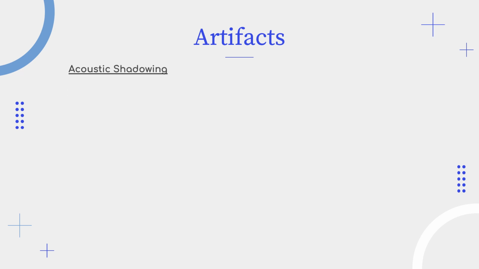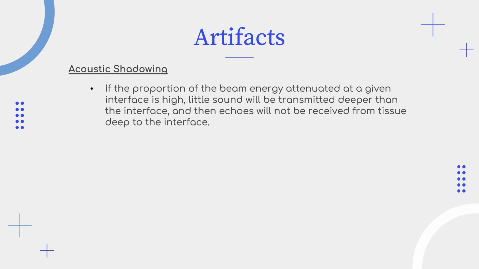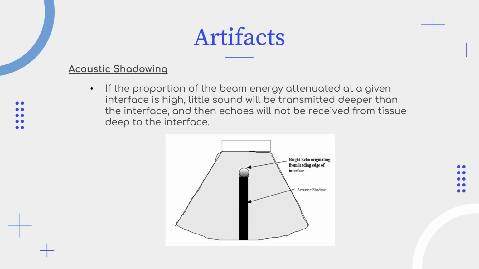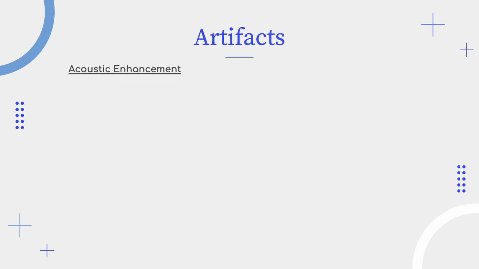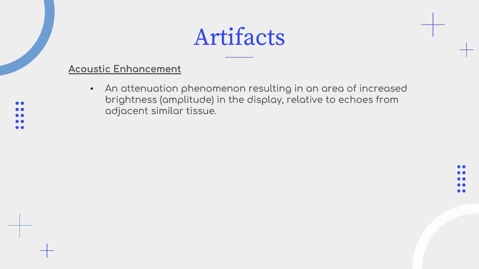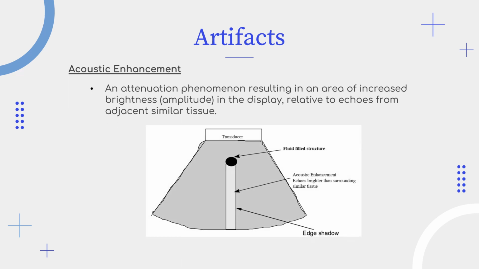Acoustic shadowing. If the proportion of the beam energy attenuated at a given interface is high, little sound will be transmitted deeper than the interface, and then echoes will not be received from tissue deep to the interface. When this occurs, an acoustic shadow is produced. Acoustic enhancement. Acoustic enhancement is an attenuation phenomenon, resulting in an area of increased brightness, amplitude, in the display relative to echoes from adjacent similar tissue.